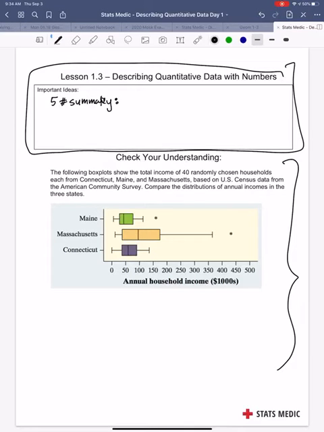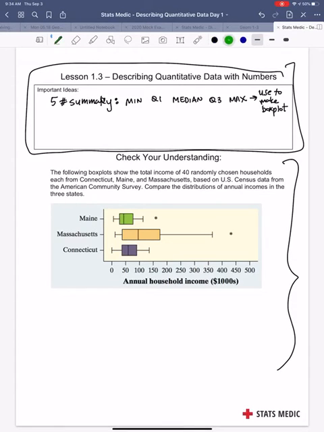So, when data is skewed, we especially like to give a 5-number summary. That's your minimum, your quarter 1, your median, your quarter 3, and your max. That's our box plot. And those are the 5 numbers we use to make our box plot.